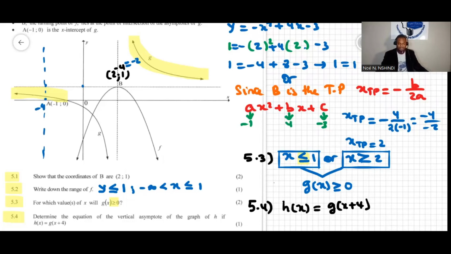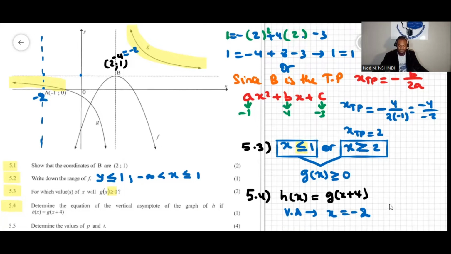Okay, so now over here I'll say the vertical asymptote, which is the x value, x will be equal to -2 here, because we do 2 minus 4, we get -2. So the vertical asymptote is at -2.